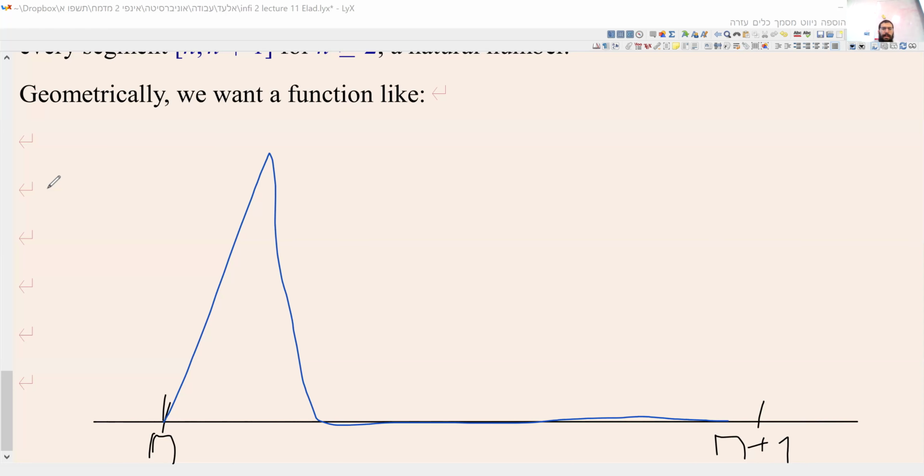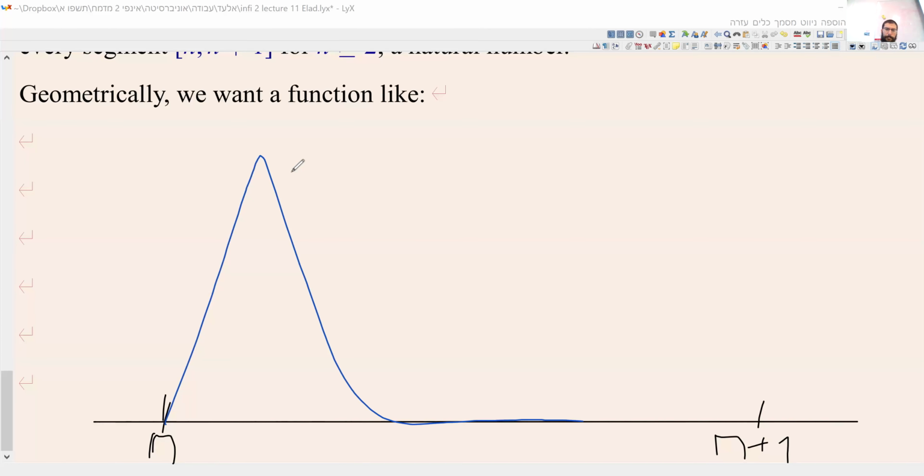A triangle, and then, let's write more explicitly, a triangle, and then 0. And then you start again to be a triangle, whatever. Now, why do I want triangles and not, let's say, rectangles, which are simpler shapes?